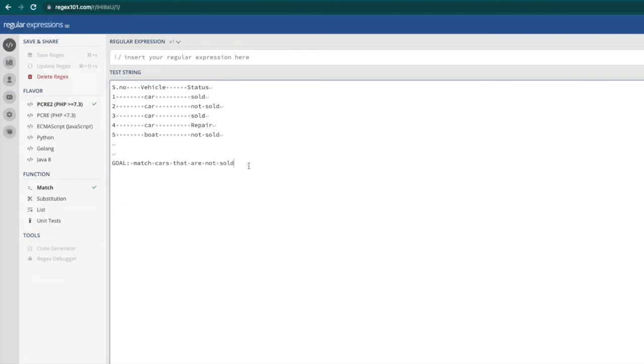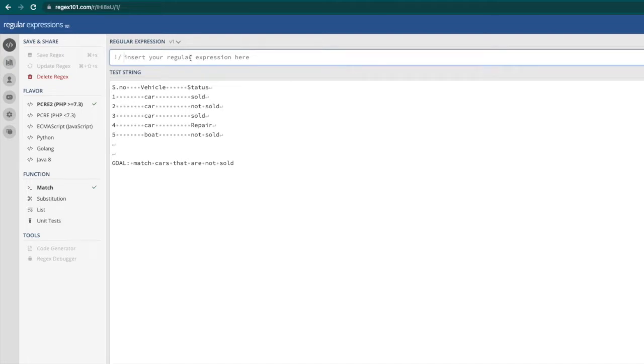In this case, it would be the second one, a car which is not sold, and the fourth one, which is in repair. The fifth one is a boat, so it doesn't work, even though it is not sold, right? So we shouldn't be matching this. The goal is here to match the second one and the fourth one. And how can we do that with a negative look ahead? It is also possible to apply positive look ahead here, but let's apply a negative one.